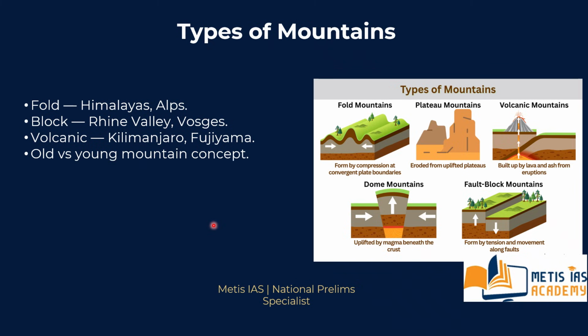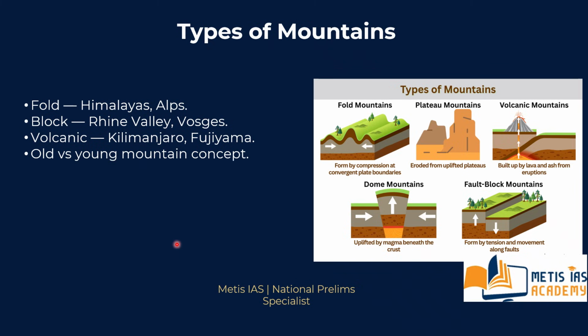Next one, volcanic mountains. Volcanic mountains are formed by accumulation of volcanic material. Examples: Mount Kilimanjaro and Mount Fujiyama. Match examples correctly with types. These types of questions have been asked in UPSC geography regarding these types of mountains.